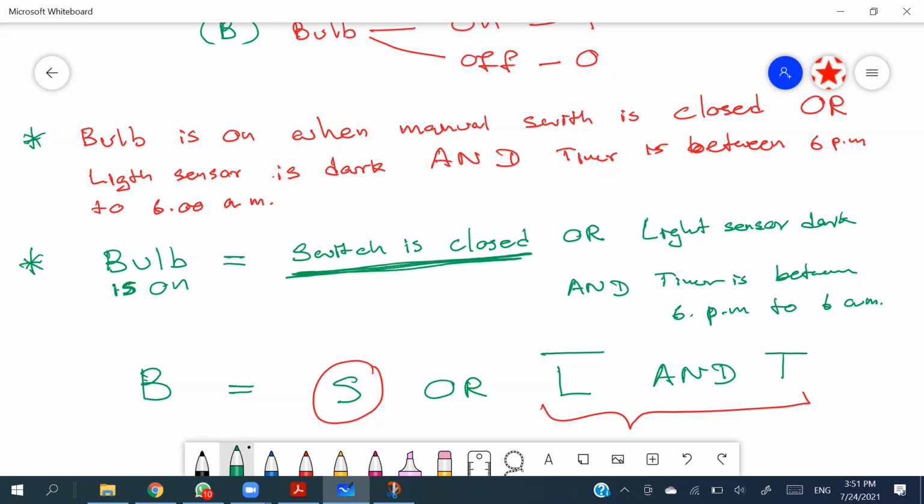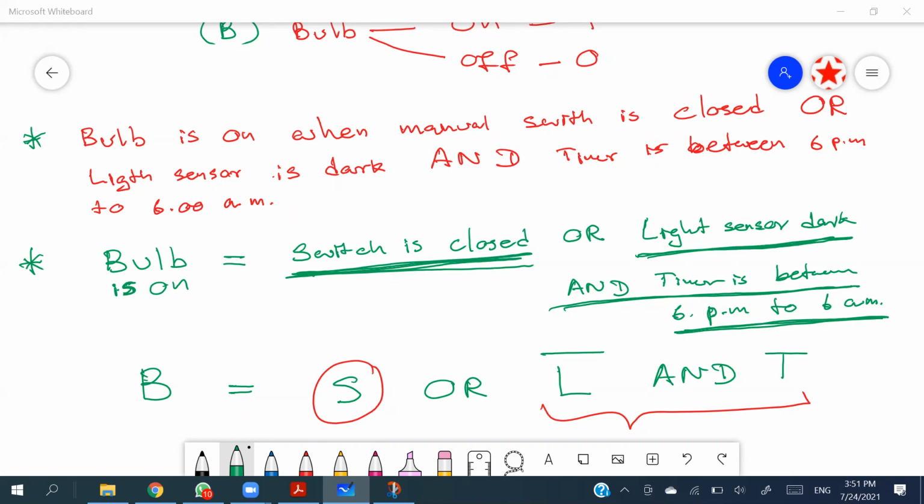Or light sensor is dark and timer between 6 p.m. to 6 a.m. Is that clear? Now we have summarized that. Yes, people, is that clear?